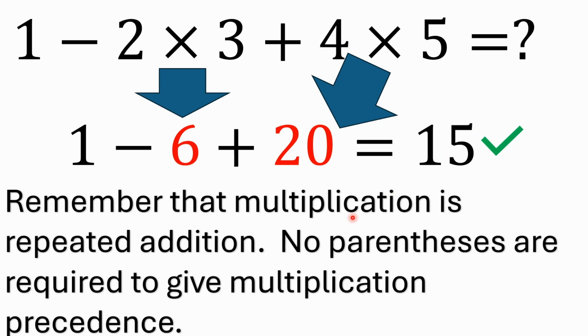Remember, parentheses are not required here to give multiplication precedence. I know a lot of people would say, well, yeah, the answer would be 15, but you would have to put parentheses around the 2 times 3, and you'd have to have parentheses around the 4 times 5. Well, no, that's not true, because multiplication already has precedence. Multiplication's repeated addition. So how do we prove that?